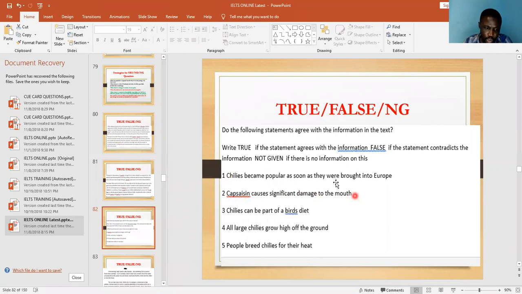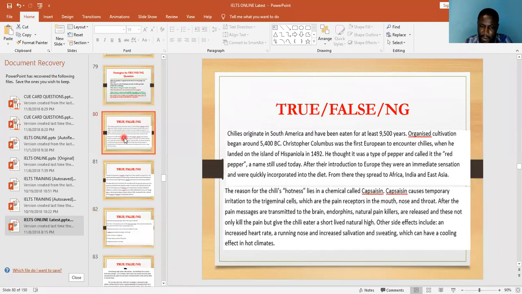So now I will take you to the passage. Capsaicin is mentioned in this paragraph, so go through it now and then answer. I'll be giving 2 minutes, though you need to spend about 1 minute plus in the exam, but I'll give 2 minutes.